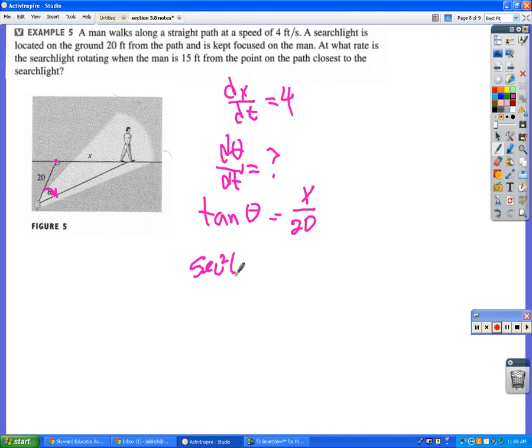So this is going to be secant squared theta times, chain rule, dθ/dt, which is awesome because that's what we're trying to find, equals, what's the derivative of x over 20? Don't make it more complicated than it needs to be right now. 1 over 20 times chain rule. Okay, so now I just plug stuff into that. We're missing one piece. We don't know what theta is. But it says when the man is 15 feet from the point on the path, so this is 15.